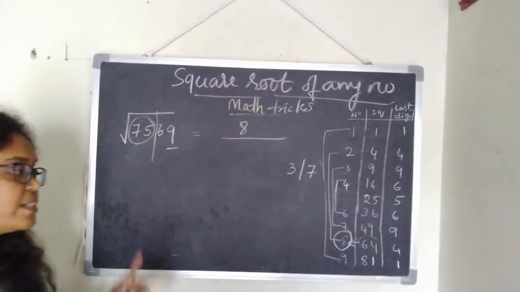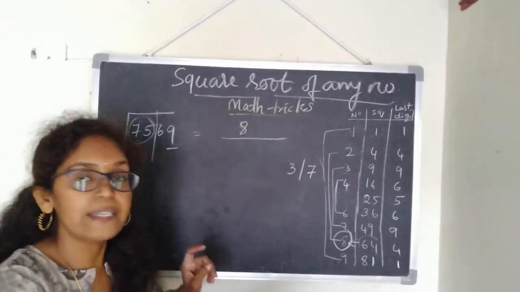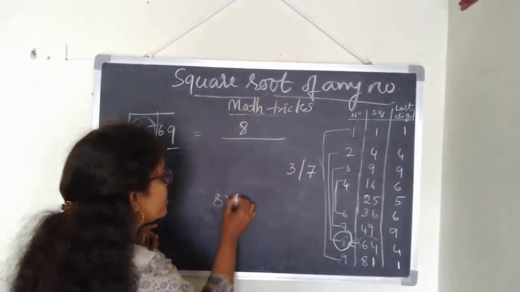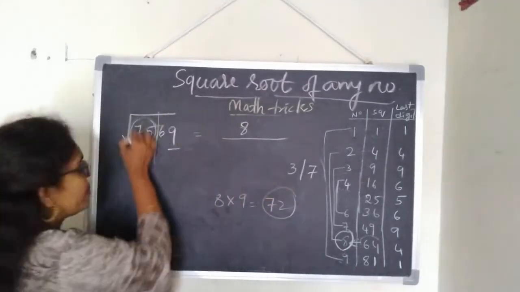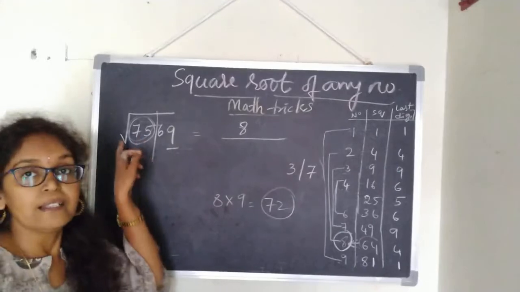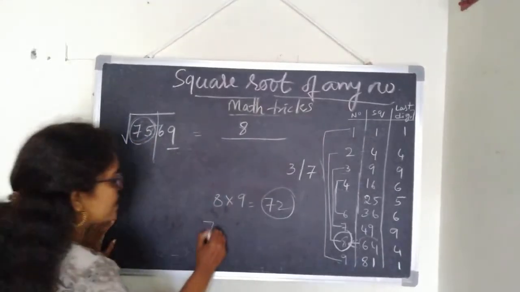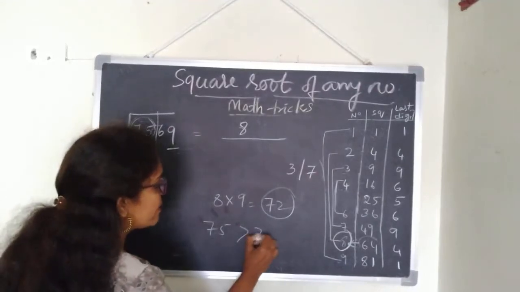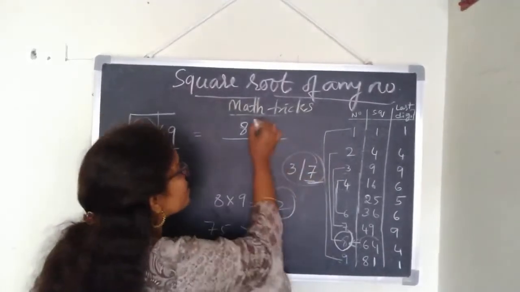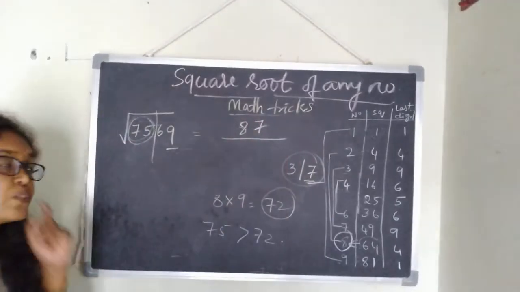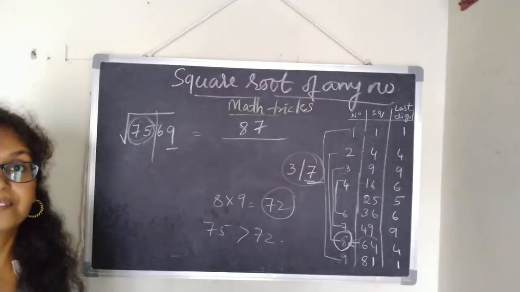Our required first digit is 8. Then we have to multiply this with the next number. So 8 into the next number 9, that is 72. Now compare these two numbers, the product value and the first two digits of the question number. So that is 75. 75 is greater than 72. In these two numbers, which is the greater value? 75 is the greater. That's why the square root of 7569 is 87.